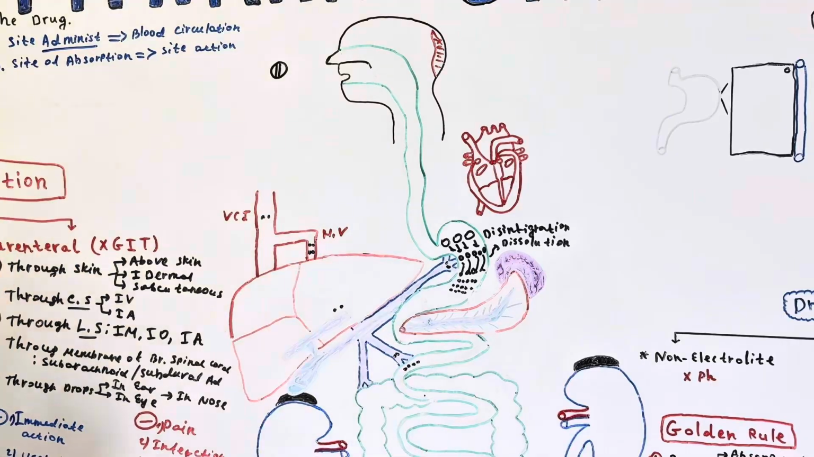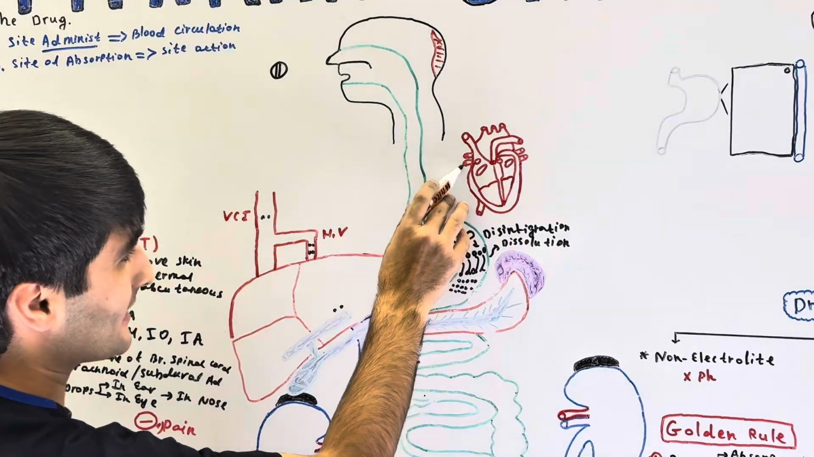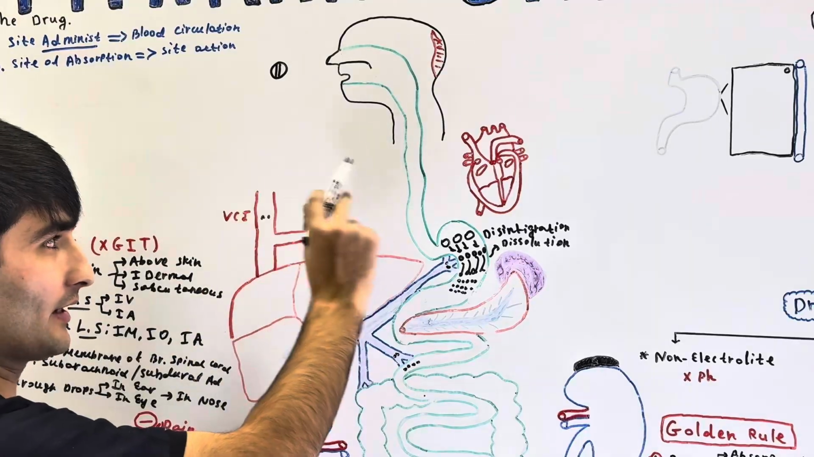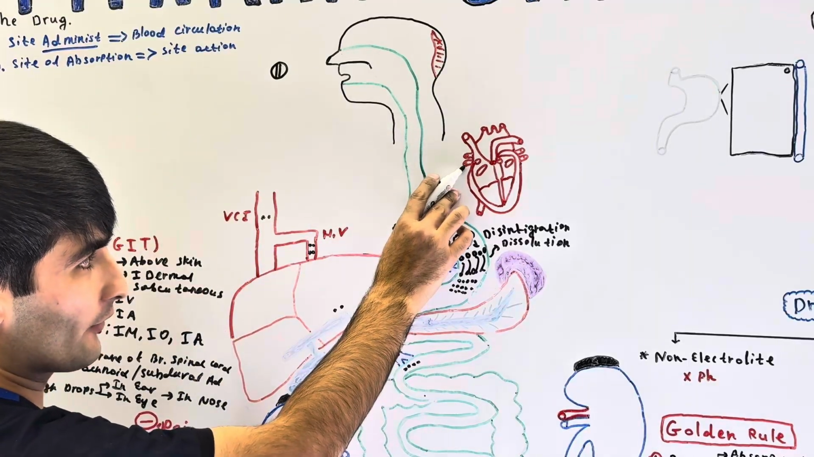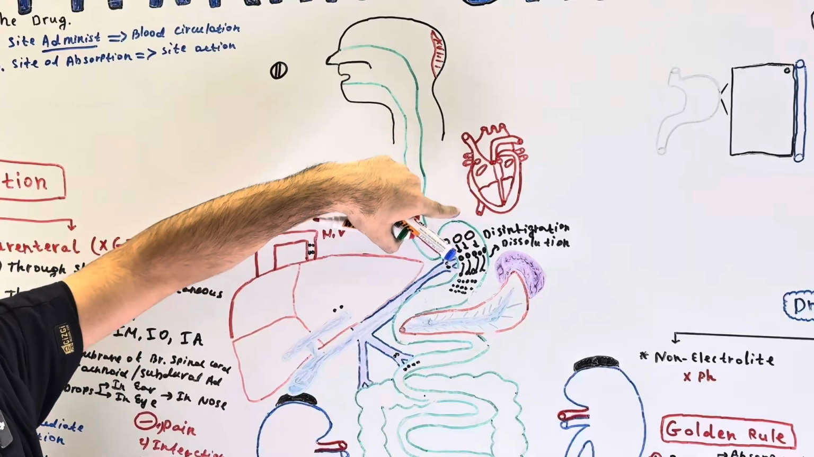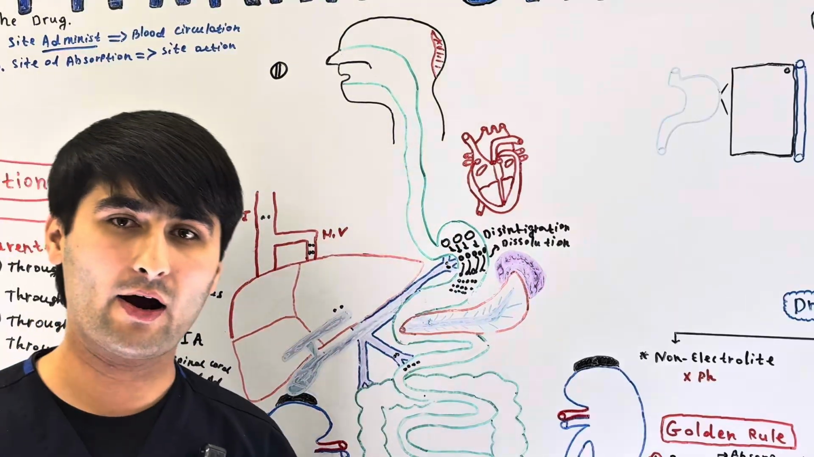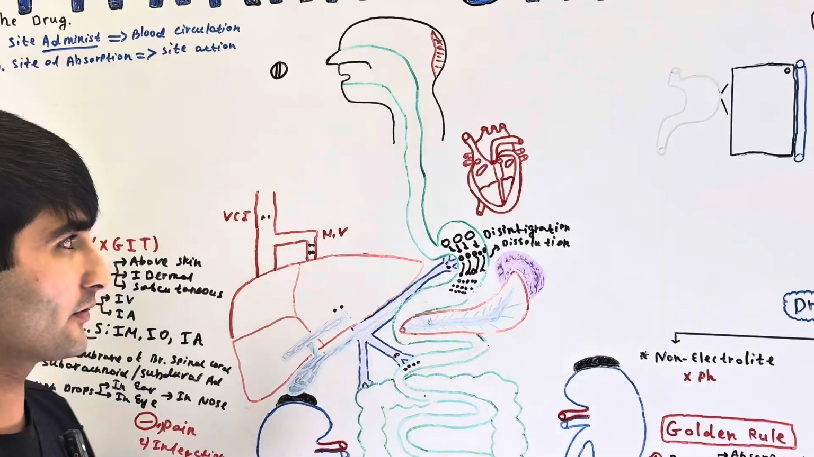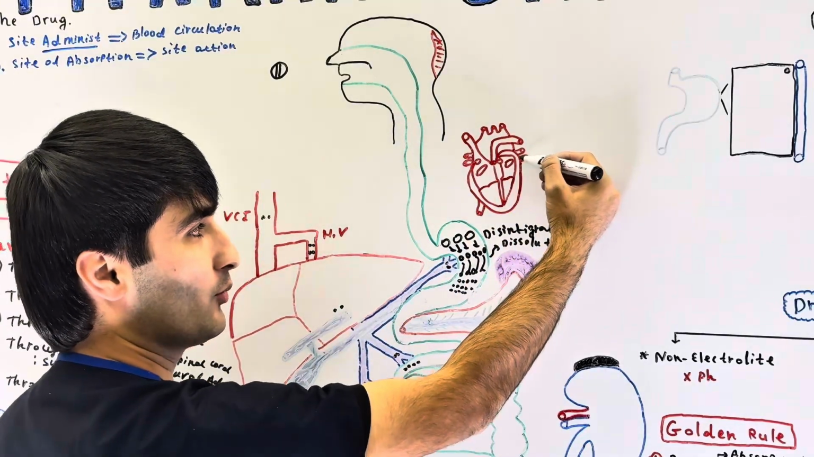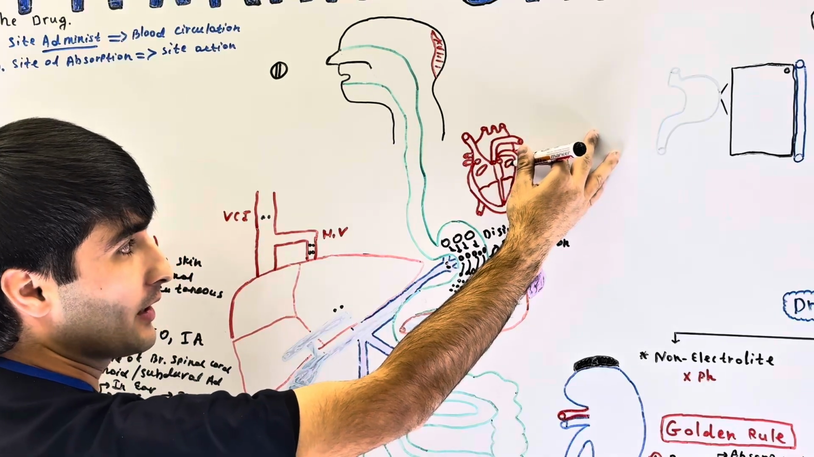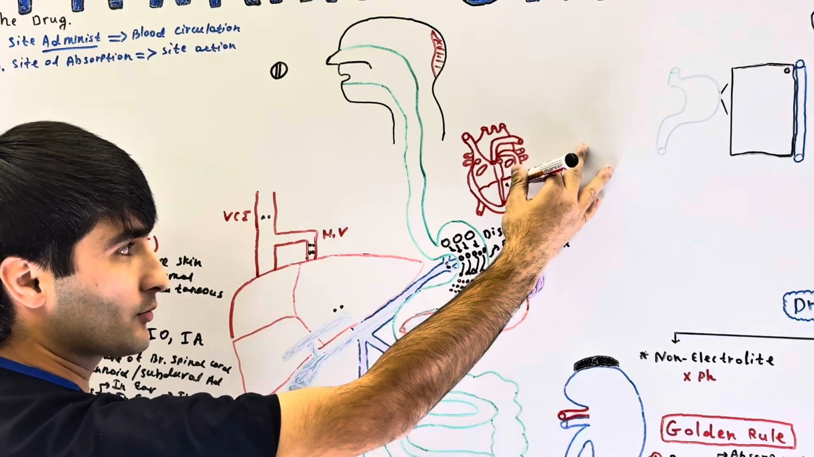This is the vein which drains where? To the right atrium. This is the vena cava inferior. Then when the drug goes through the vena cava inferior, it comes to the right atrium. From the right atrium, it comes to the right ventricle. Through the right ventricle, by the pulmonary artery, it goes to the pulmonary circulation. Then through the pulmonary veins, it comes to the left atrium, and then through the left atrium to the left ventricle.